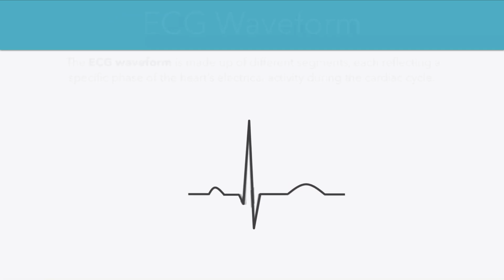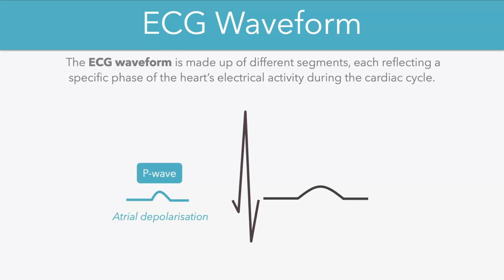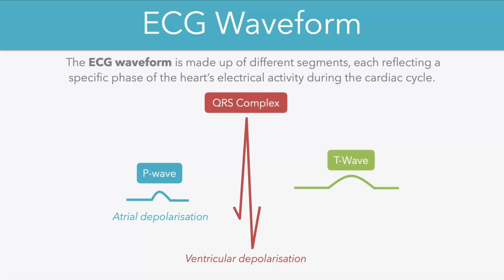If we take a closer look at the ECG waveform, we can see how it's composed of different segments which reflect different parts of the cardiac cycle. We have the P wave at the start of the waveform, which corresponds to atrial depolarization, the QRS complex in the middle, which corresponds to ventricular depolarization, and the T wave at the end, which represents ventricular repolarization.